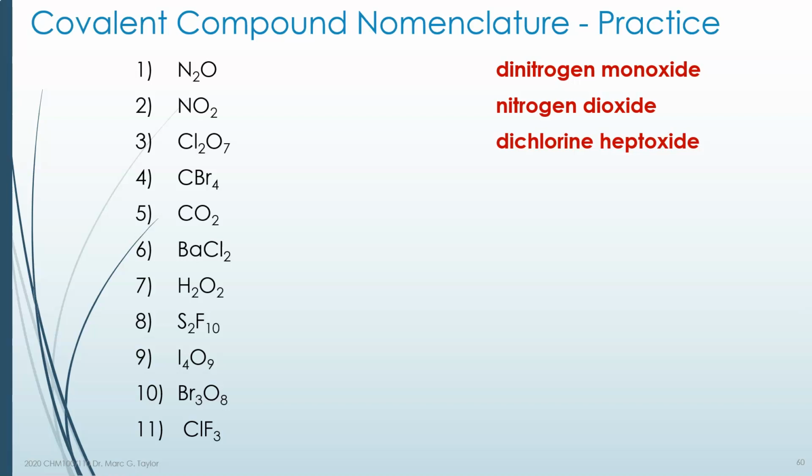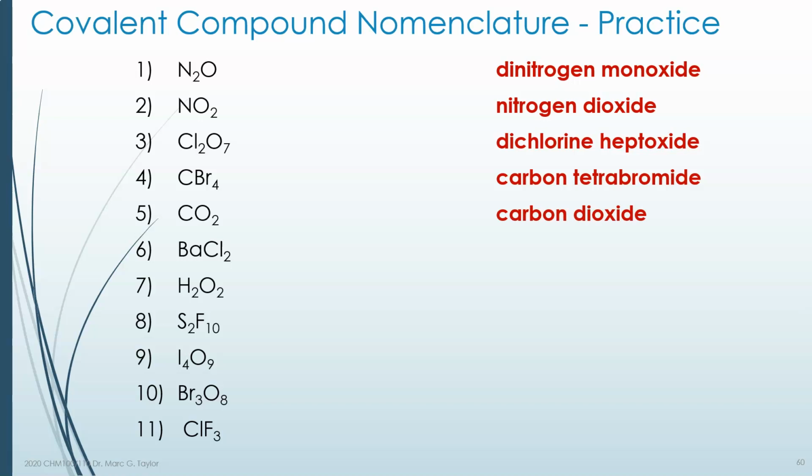CBr4. Well, we have 1 carbon, so we just say carbon. We have 4 bromines, tetrabromide, carbon tetrabromide. CO2, you already know this word. You probably didn't know where it came from. Carbon dioxide, 1 carbon, 2 oxygens.